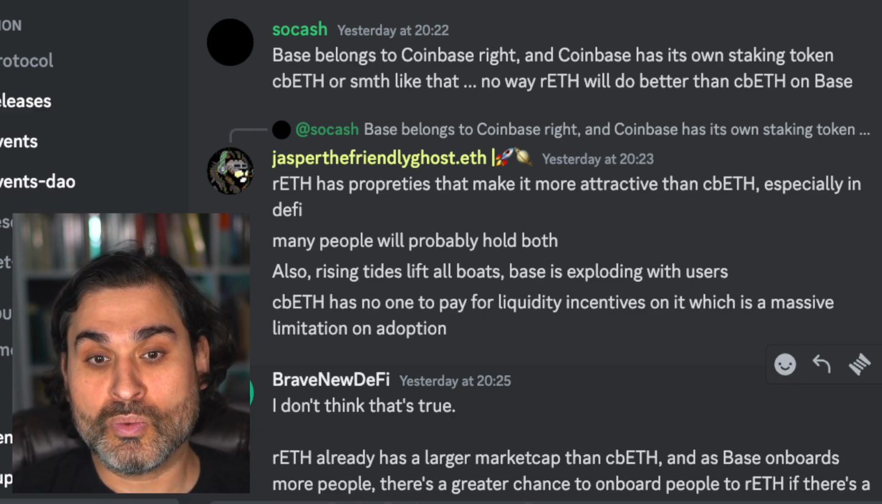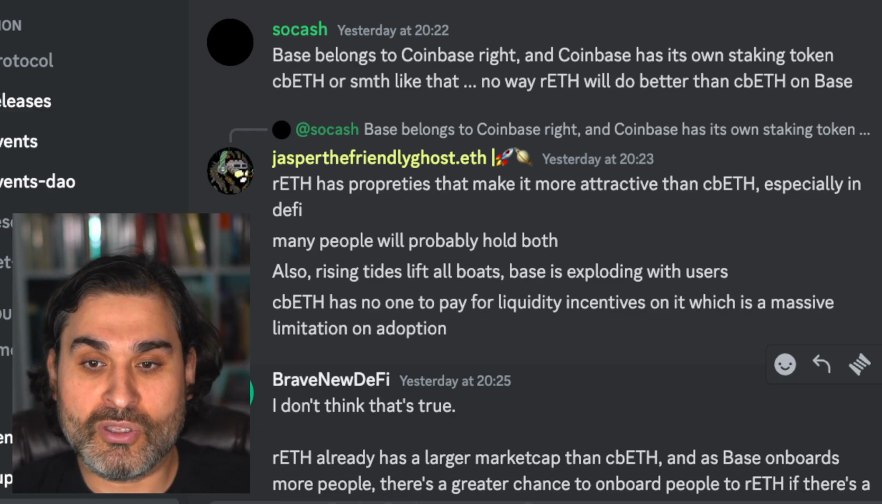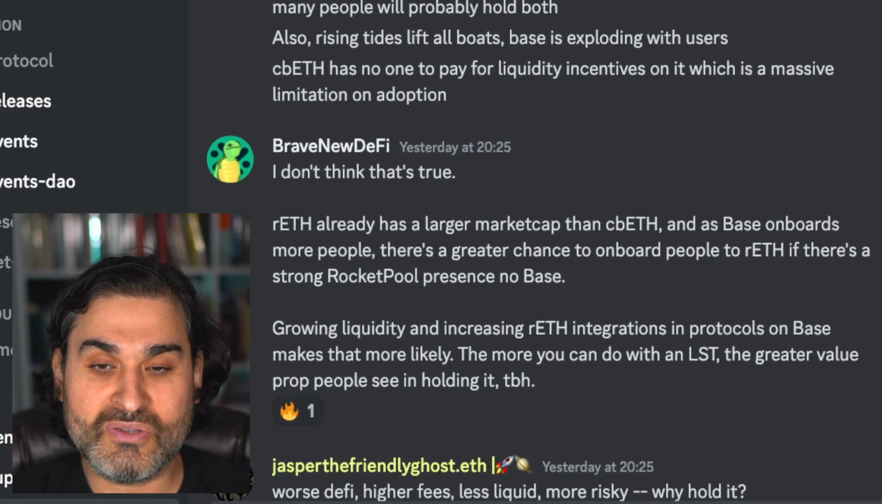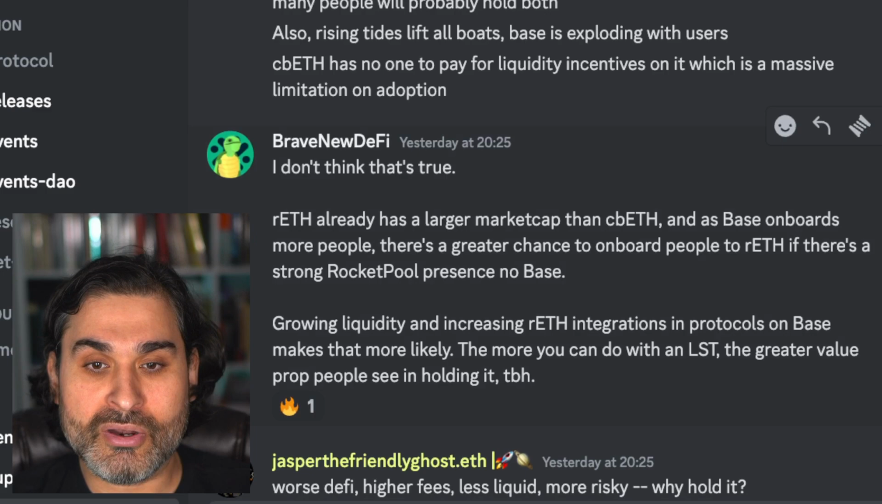Base is exploding with users. cbETH has no one to pay for liquidity incentives on it, which is a massive limitation for adoption. And then Brave New DeFi says, I don't think that's true. rETH already has a larger market cap than cbETH.